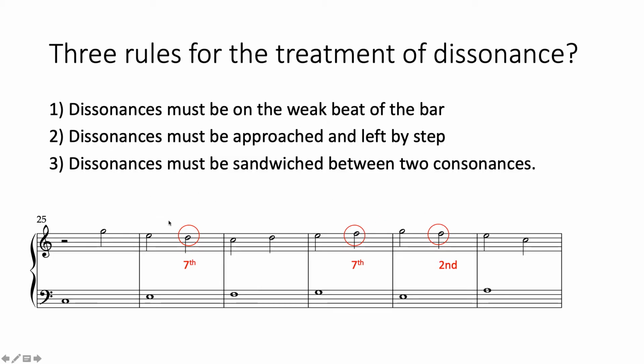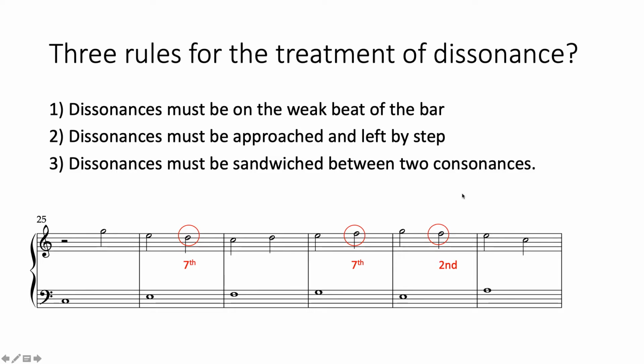They must be approached and left by step. Well, in this case, they are. This dissonance here, and this dissonance here, and this dissonance here have all been approached and left by step. That E drops down by step to the D, which then drops down by step to the C. This E moves up by step to the F, which then moves up by step to the G, and then moves down by step to this F, and then down by step again to that E.